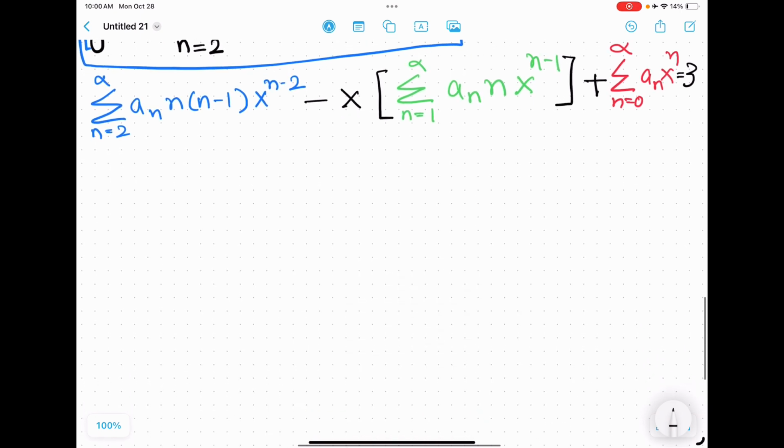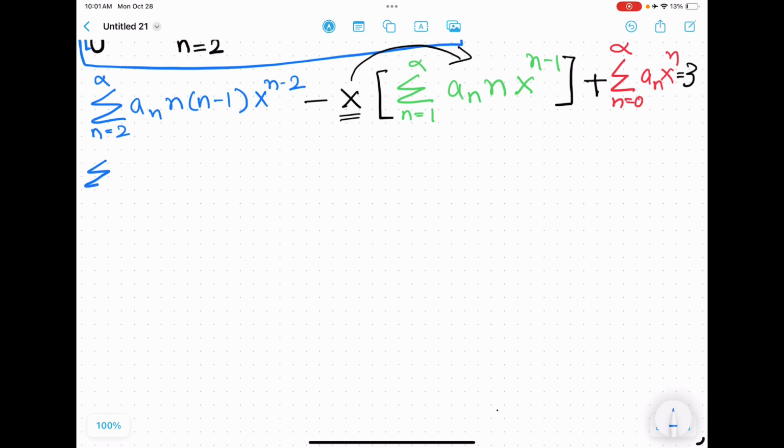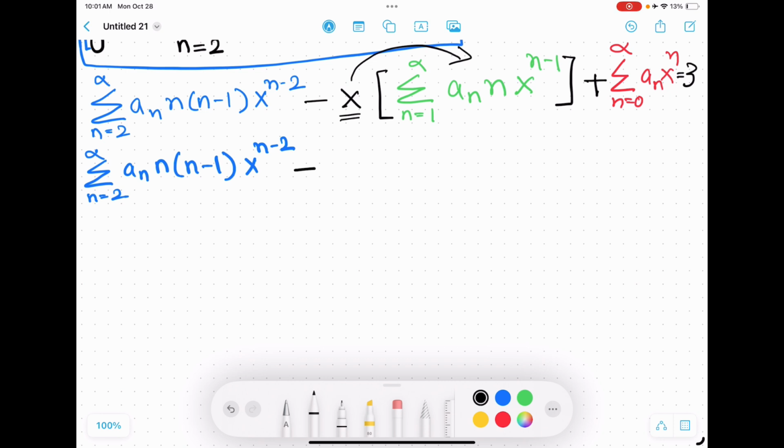Okay, so now we can see that we have our extra x, so why not just multiply that, distribute that with my second power series. So I'm going to rewrite that again. To infinity a sub n times n minus 1 x to the power n minus 2. Then I have my minus. So I have n equal to 1 to infinity a sub n times x to the power n.